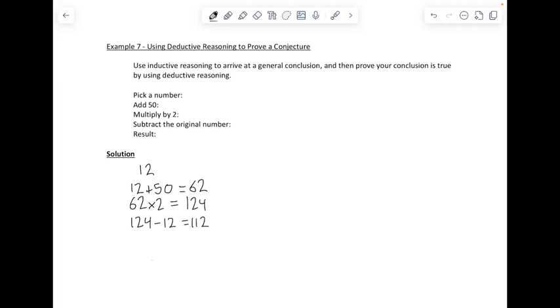Let's try it for another number. Let's try the number 50. First step is to add 50. So 50 plus 50 equals 100. Then we'll multiply by 2. 100 times 2 equals 200. Then we'll subtract the original number. 200 minus 50 equals 150.